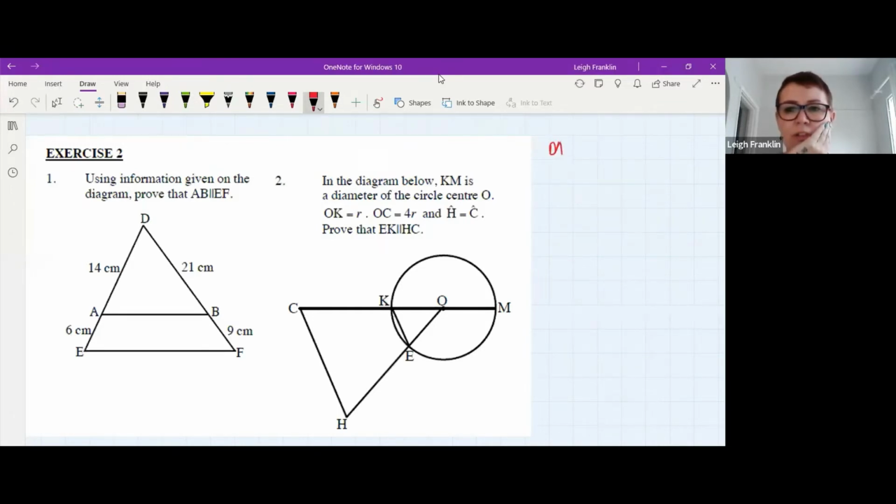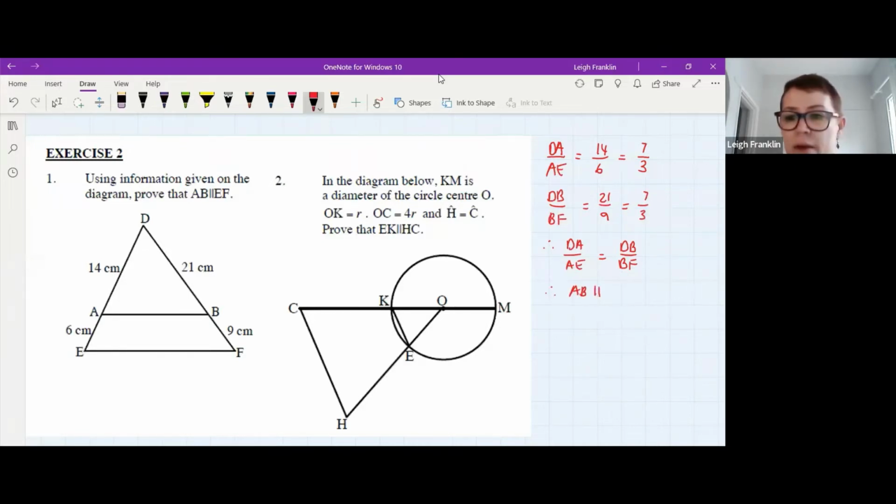Okay, so what we should have had, certainly as far as number 1 is concerned, is dA over AE equal to 14 over 6, which we divide by 2 to give us 7 over 3. Then we would have dB over BF, equal to 21 over 9, divide by 3, which gives 7 over 3. Then we must conclude that dA over AE equals dB over BF. Therefore, AB is parallel to EF, converse proportionality intercept theorem. We often test that at my school.